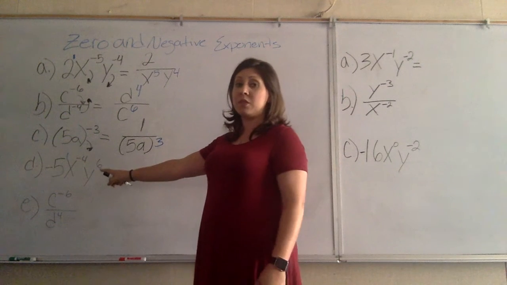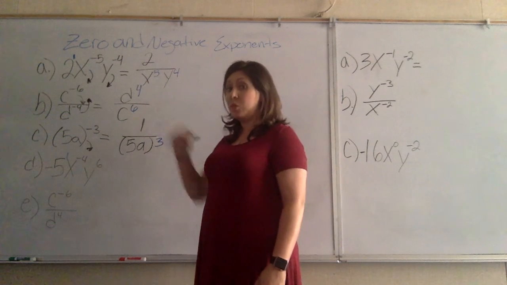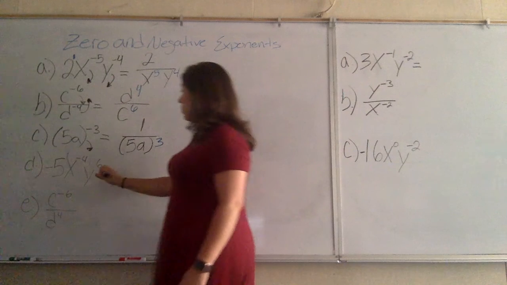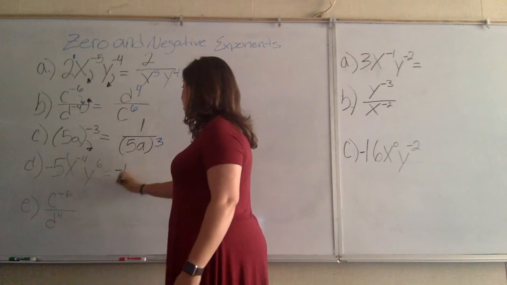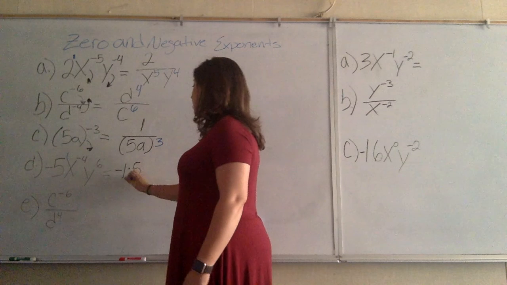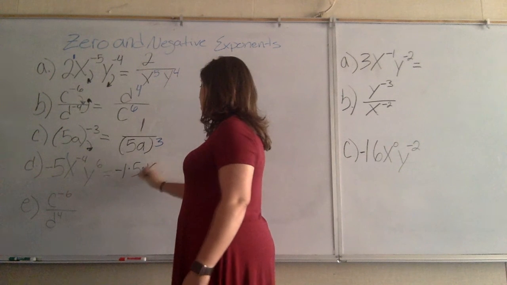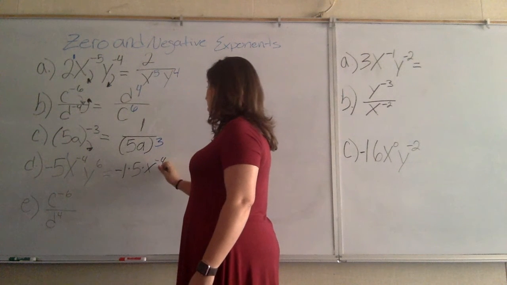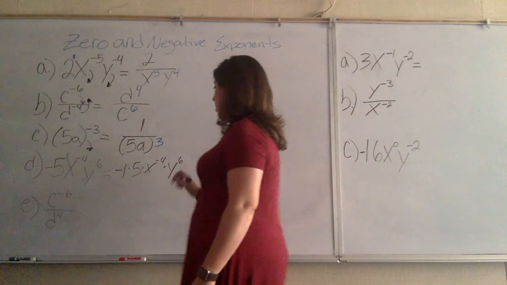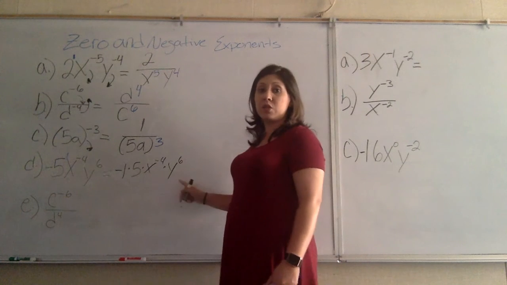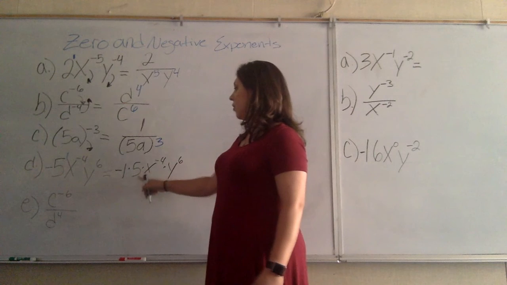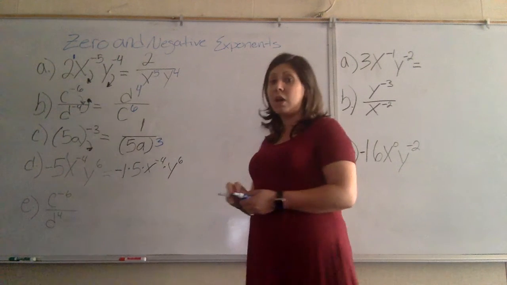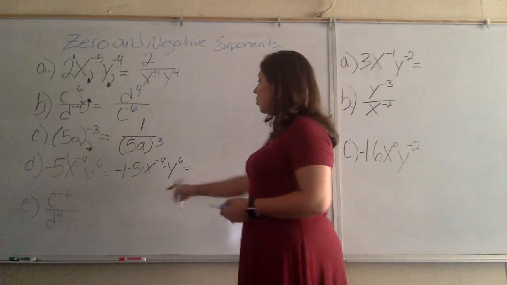Do I have parentheses in this one? No, I don't. So I'm going to treat this as if they're separate. So I actually have a negative 1 times 5 times x to the negative 4 times y to the 6. So each one is going to be treated differently. I look at my exponents for negative 1, 5, x, and y, and we work from there.